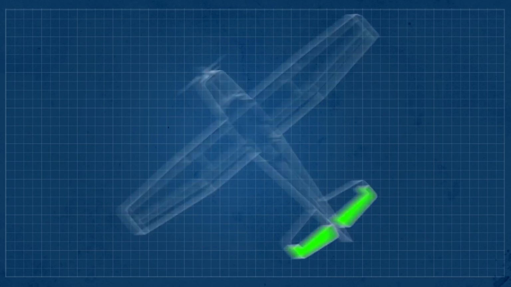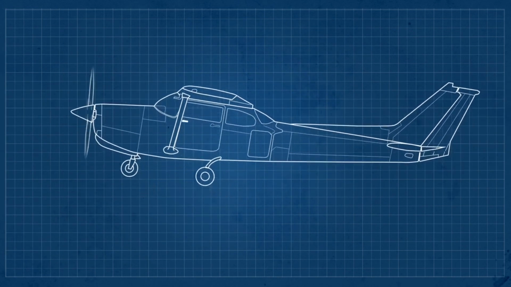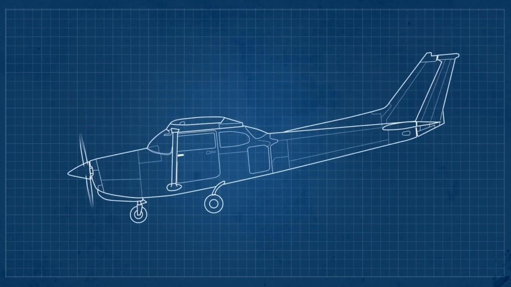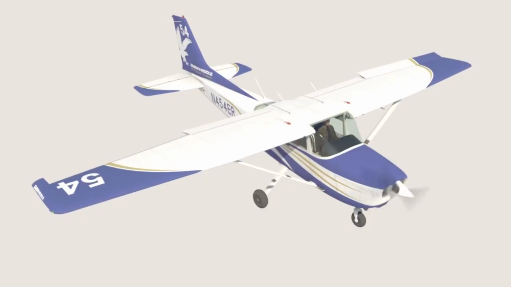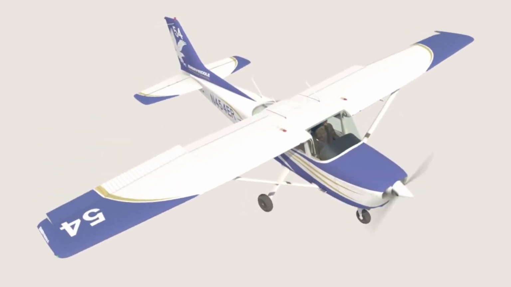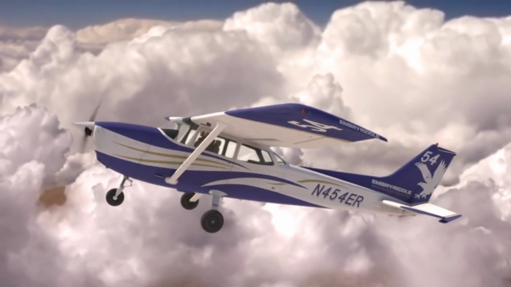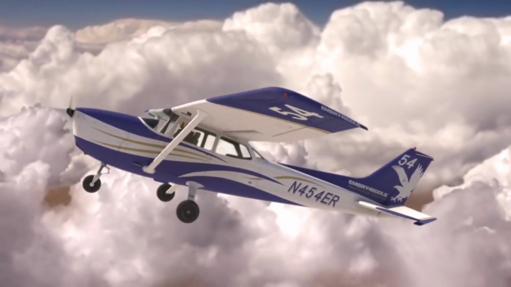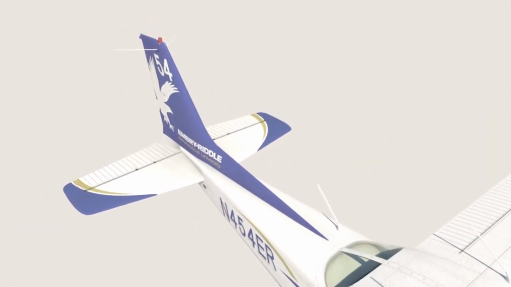Movement of any of the primary flight controls causes the aircraft to rotate around the axis of rotation associated with the control surface. The ailerons control motion around the longitudinal axis, roll. The elevator controls rotation around the lateral axis, pitch. And the rudder controls movement around the vertical axis, yaw.